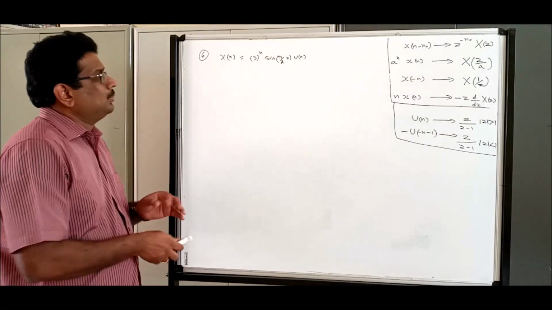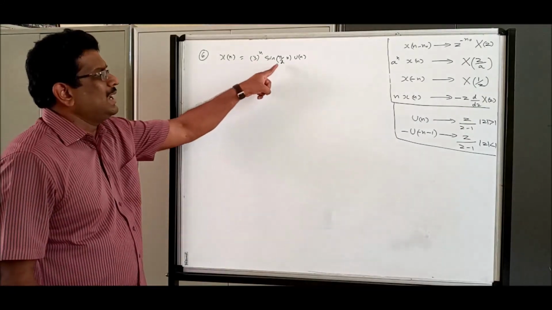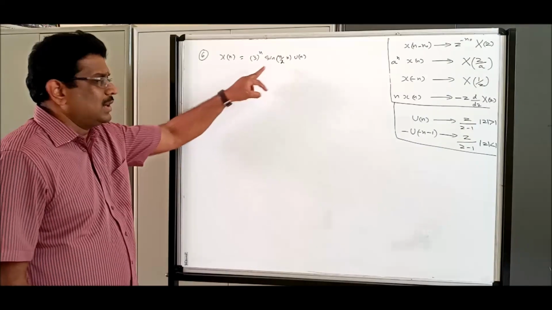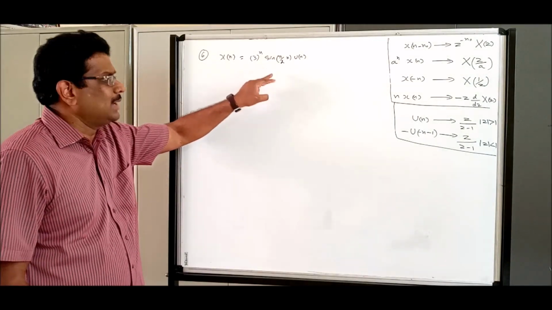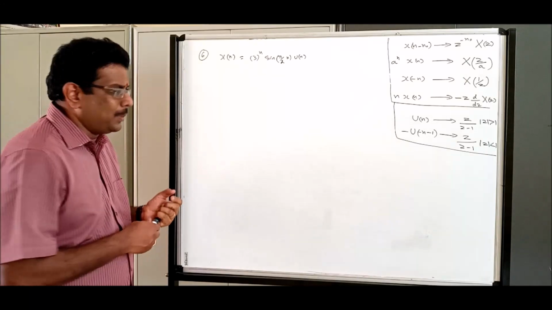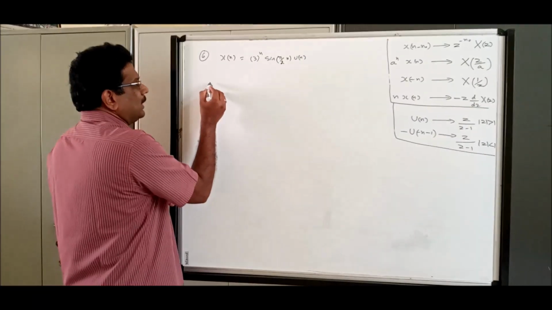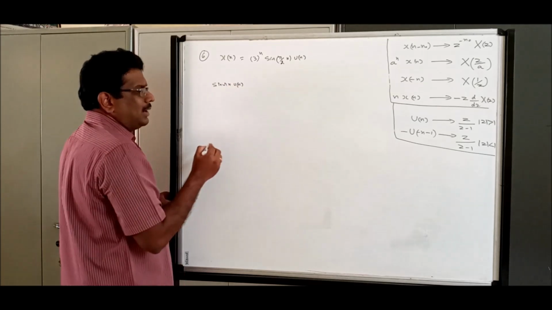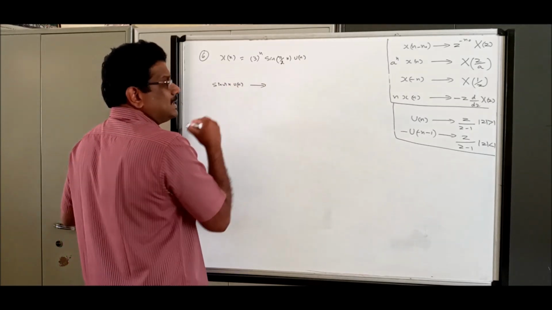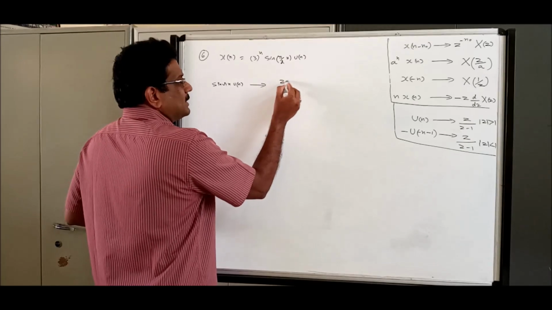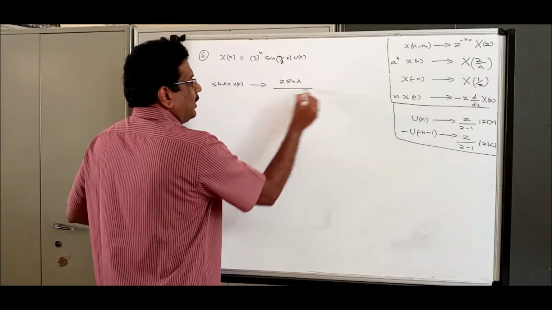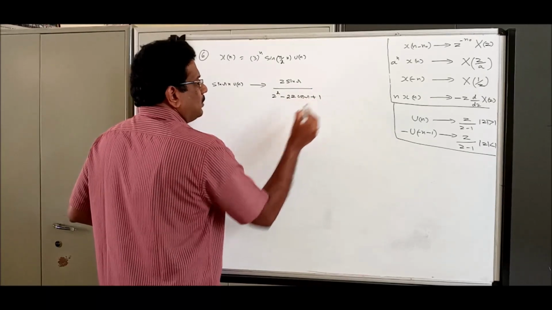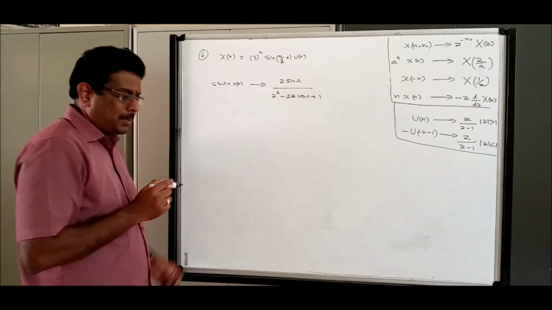In this problem, we do have sin omega n u of n. We should not convert this as e power j and e power minus j. We should have the ready-made statement. What is that problem? Sin omega n u of n. Please recall, we have discussed this. What is its Z transform? Z sin omega divided by Z square minus 2Z cos omega plus 1. Please do remember this.